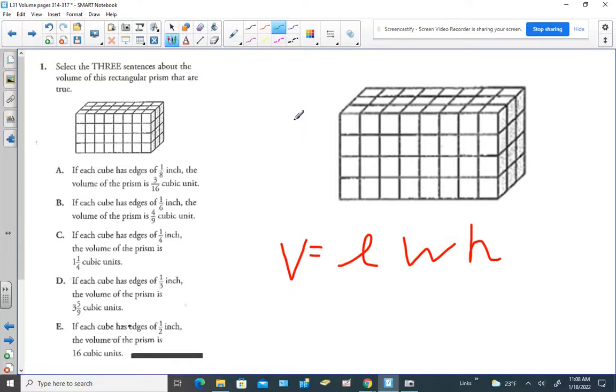We're looking at question 1, which is a bit wordy, so let's just take it one chunk at a time and work our way through it. It says, select the 3 sentences about the volume of this rectangular prism that are true. So we have to pick 3 of them.